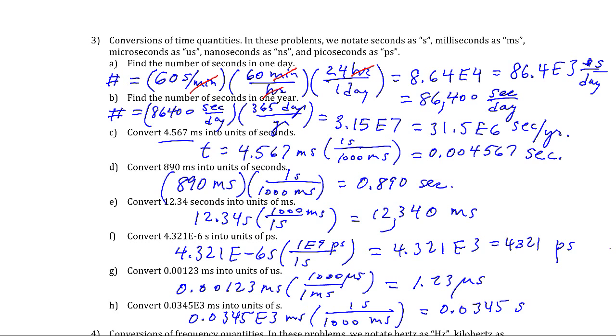Just a second here. What did I do? 0.0345 times 10 to the 3rd milliseconds. The 10 to the 3rd and the milli can cancel off directly to give us that value. Okay, well, hope this helps and that you can do these conversions easily.